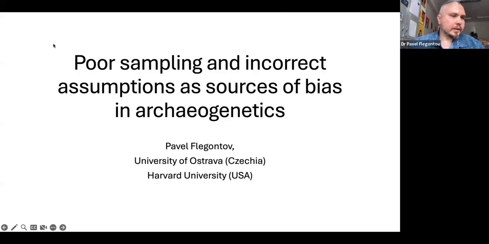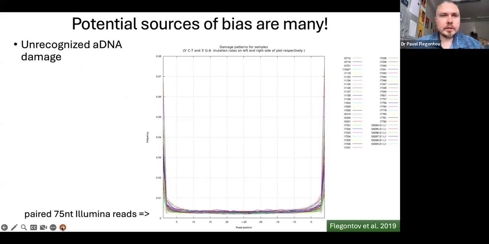So this title actually refers to the second part of the talk. Let's start from the beginning. There are many potential sources of bias in archaeogenetic research because there are many layers of archaeogenetic research, starting from ancient DNA isolation and sequencing. And as you probably know, ancient DNA is usually sequenced using pretty short, let's say 75 nucleotide paired reads, relatively short reads.